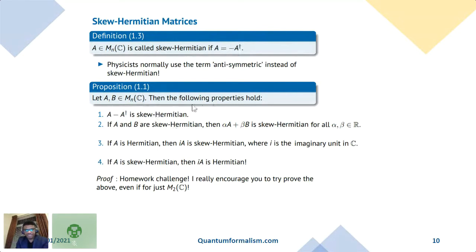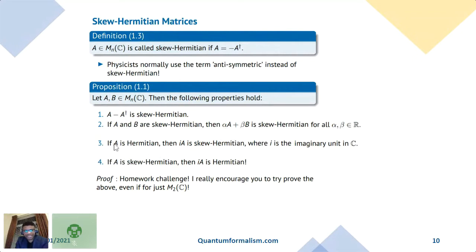Here's another interesting claim. Notice the sign has flipped. Before, for a Hermitian, you put plus and you get a Hermitian. Now, if you take the minus, so if you subtract the dagger, you get a skew Hermitian. That's what the claim is saying. I would leave it to you to prove that this is the case. And very interestingly, a linear combination of skew Hermitians with alpha and beta being real numbers is also skew Hermitian.